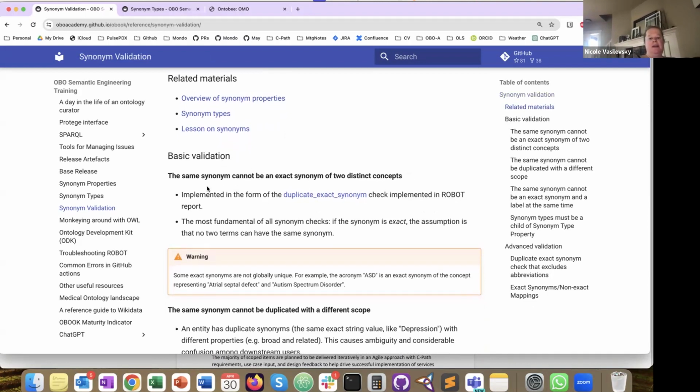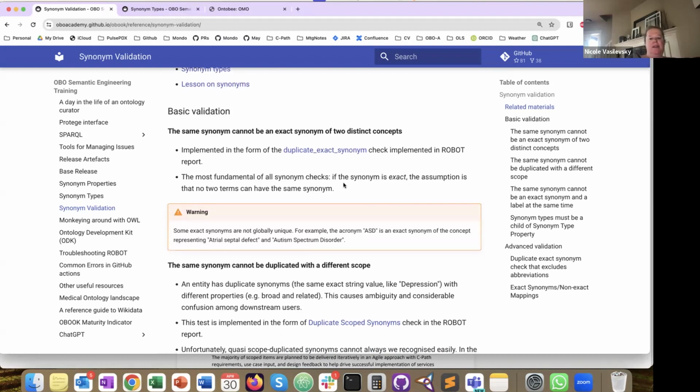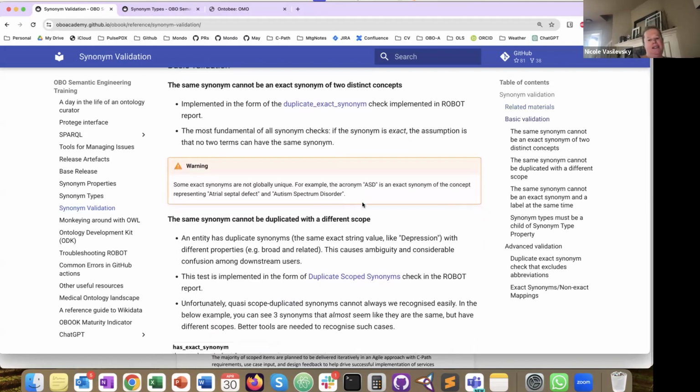One being checking for duplicate synonyms. The same synonym cannot be an exact synonym on two distinct concepts. So this is a duplicate exact synonym check implemented in the ROBOT report. So if the synonym is exact, the assumption is that no two terms can have the same synonym. But then there are cases, just like you said, Sue, with the ASD, where the synonyms are not globally unique.